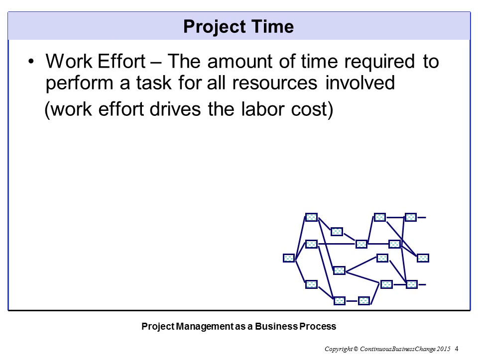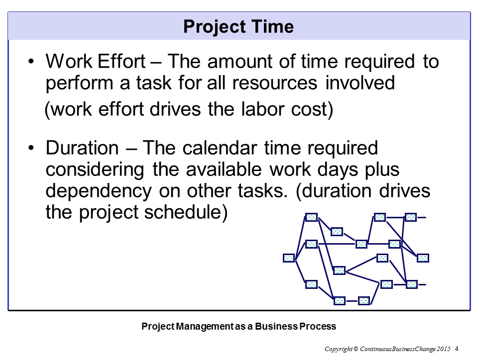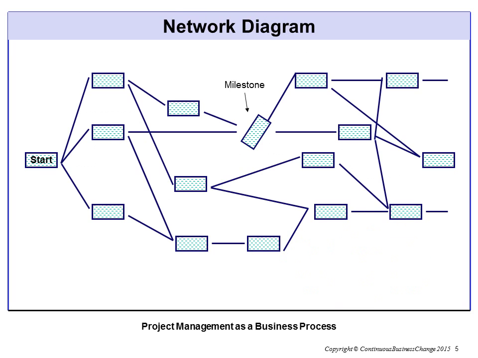Projects have two kinds of time: work effort and duration. Work effort is the amount of time required to perform a task for all resources involved. Work effort drives the labor cost. Duration is the calendar time required considering the available work days to perform the task plus dependency on other tasks. Duration drives the project schedule. A particular task may require 4 hours of work effort, 2 hours each for 2 resources, but it may be spread out over 8 calendar days.